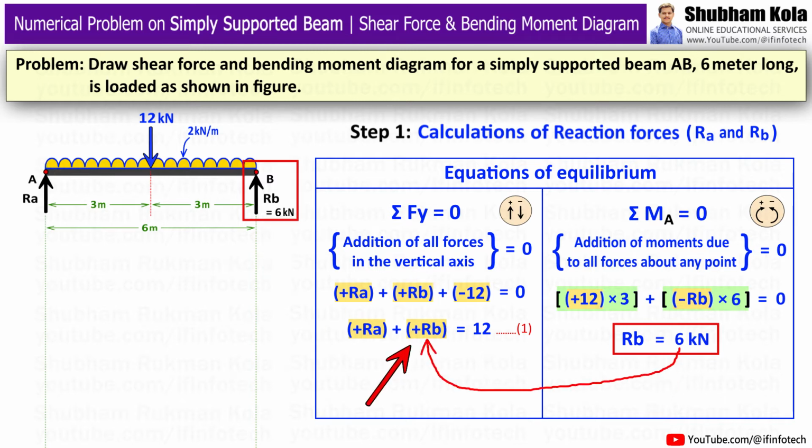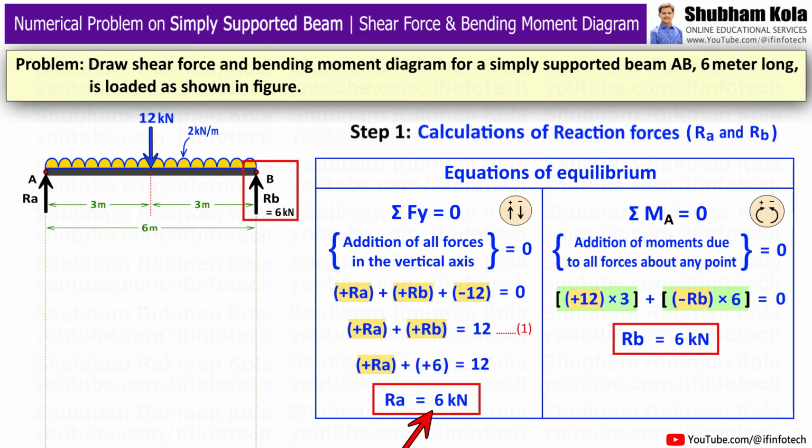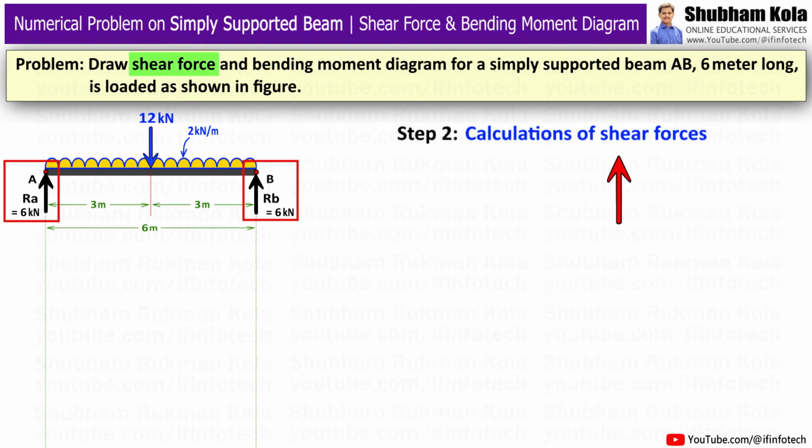Now I will put this value of RB in equation number 1, and after calculating, we get the reaction force RA as 6 kN. So now with the help of these calculated values of RA and RB, I will further calculate the values of shear forces at all the points of the beam. So the next step is calculation of shear forces.